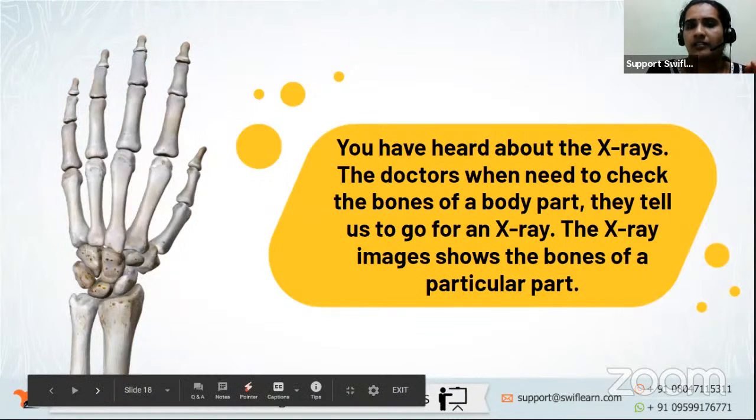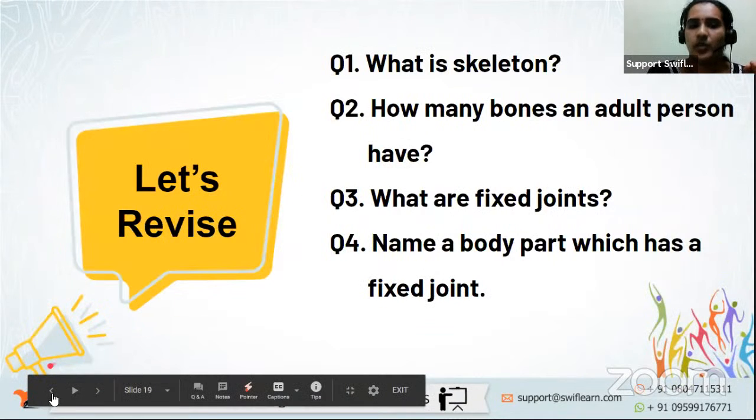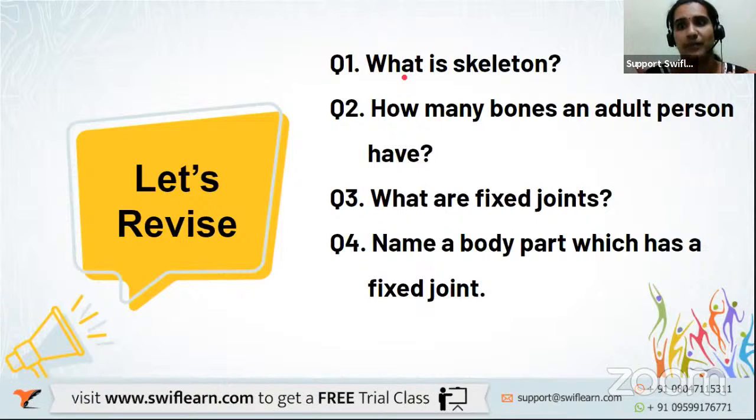And now let us revise. So what is a skeleton? Yes, it is a framework of the body which gives shape to the body. Now, how many bones does an adult person have? Can anyone say the answer? Yes, someone is ready with the answer. It is 206. 206 bones are there.